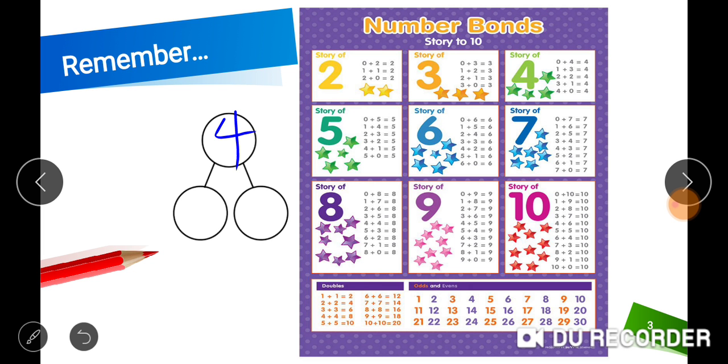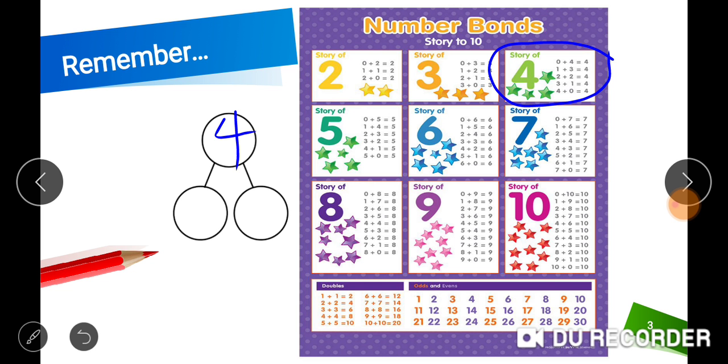Remember I told you that it's like the whole of your body and you have parts of your body. Now if you want to decompose this number 4, if you want to break number 4 down, look at this place. You'll see the various numbers they've broken number 4 into. You have 0 plus 4 equals 4, 1 plus 3 equals 4, 2 plus 2 equals 4, 3 plus 1 equals 4, 4 plus 0 equals 4. Those are the possible numbers you can break 4 down into that will make sense.